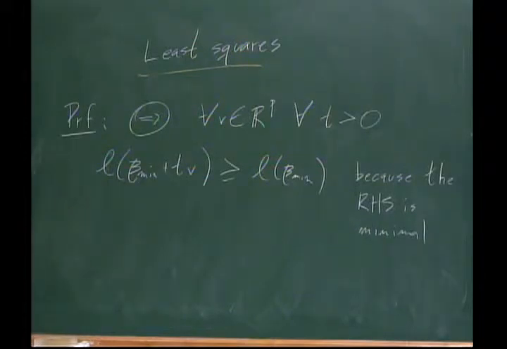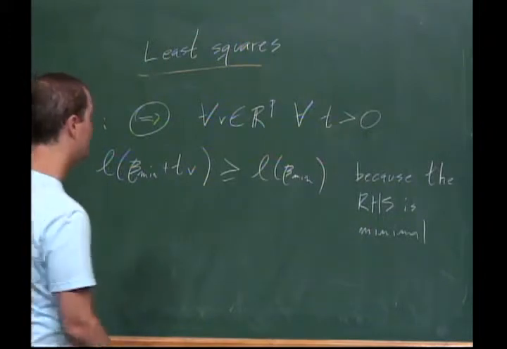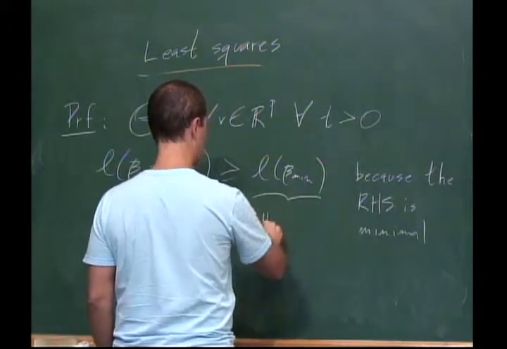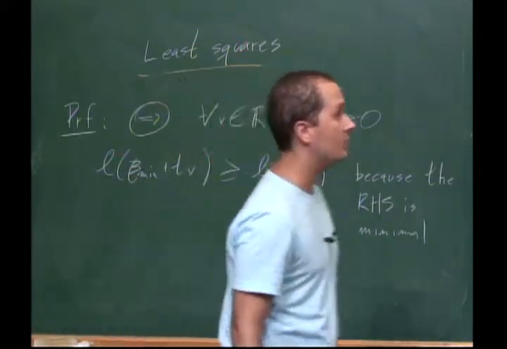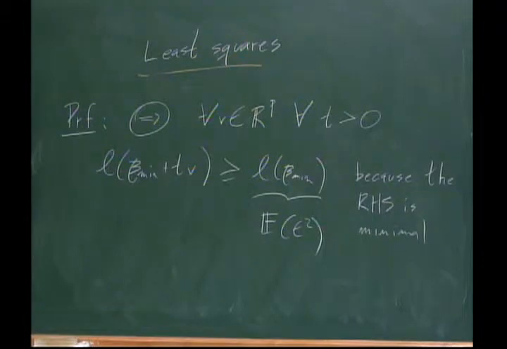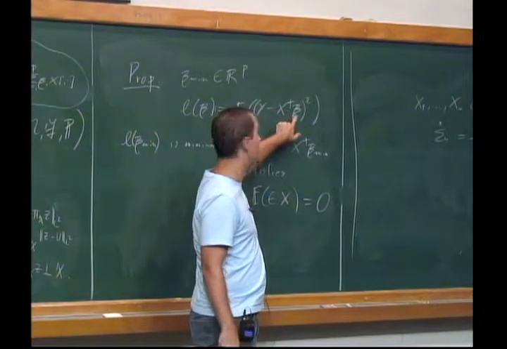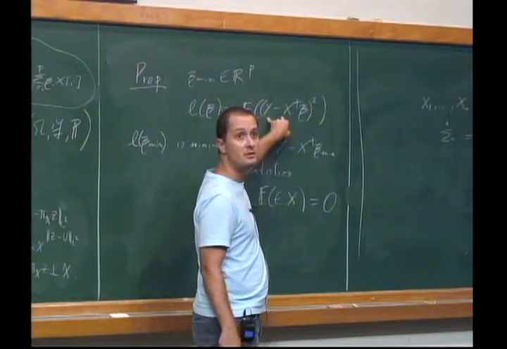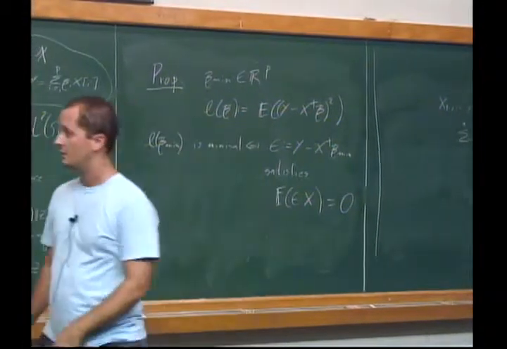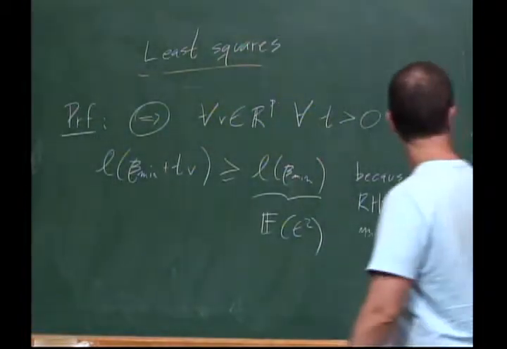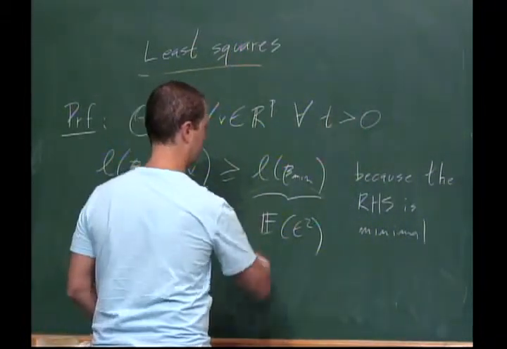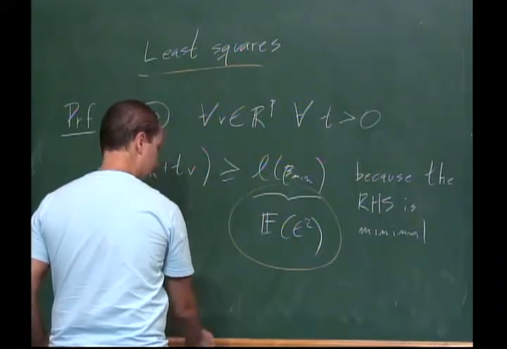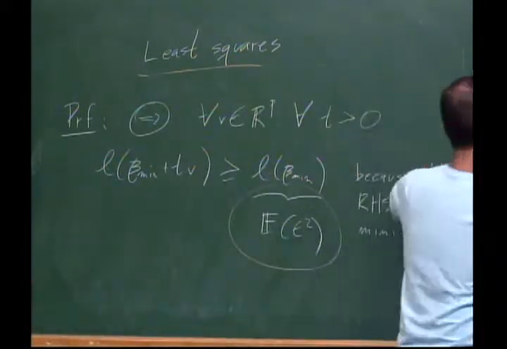So now let's write this. The way we define things, L of beta min is precisely the expectation of epsilon squared. Why is that? Because what's the loss function? It's the expectation of this thing. If you take beta equals beta min, what you have here is the expectation of epsilon squared.